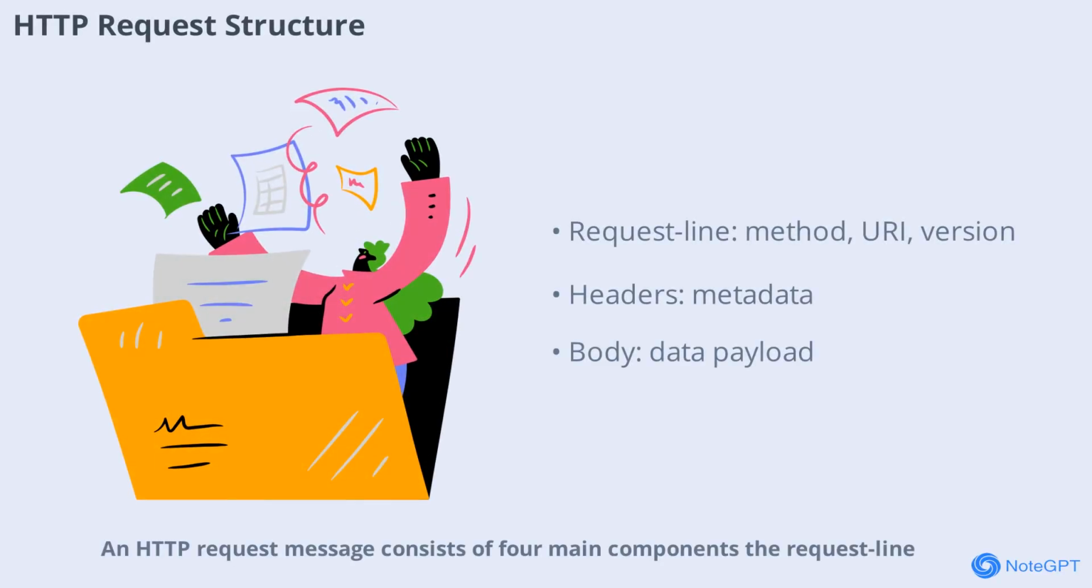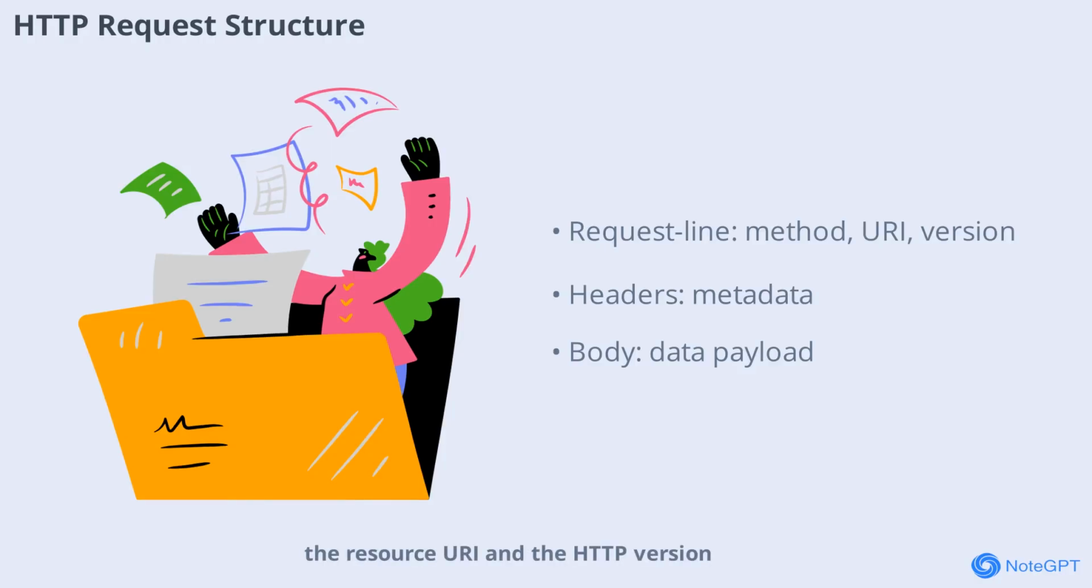An HTTP request message consists of four main components: the request line, headers, an empty line, and an optional message body. The request line specifies the method, such as GET, POST, PUT, DELETE, the resource URI, and the HTTP version. Headers provide metadata about the request, such as content type and authorization. The body, present in POST and PUT requests, carries data to the server. Understanding this structure is crucial for building and debugging web applications.